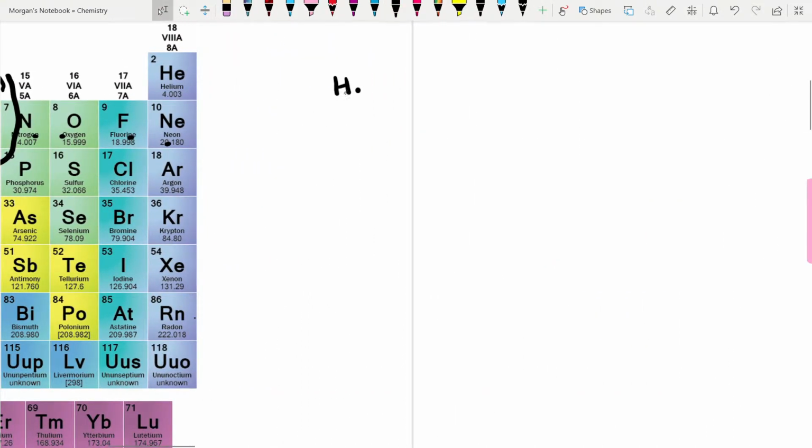So hydrogen could use 2 to fill that shell, but it only has 1. So that leaves us with 1 left over. We could use 1 electron to fill it. Then we have carbon, which could use 8 to fill the shell. It only has 4. So that leaves us with 4 left over. We don't really know why that matters yet, but let's find out.